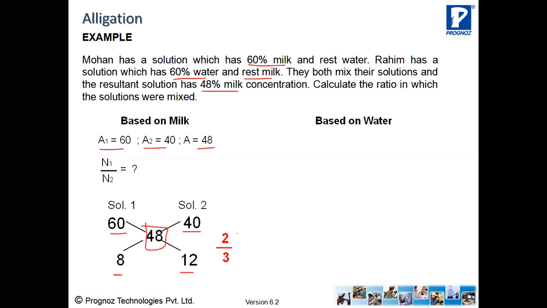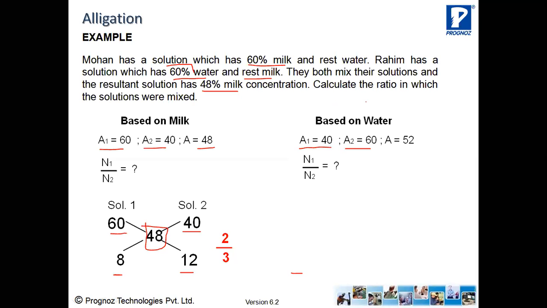Now we go to based on water. When we go based on water, then what will the average be? The average of the first solution will be 40, because it is 60% milk, so it is 40% water. 60% milk was in A1, so there will be 40% water. Now I am doing it based on water. In the second solution, it is given that there is 60% water.